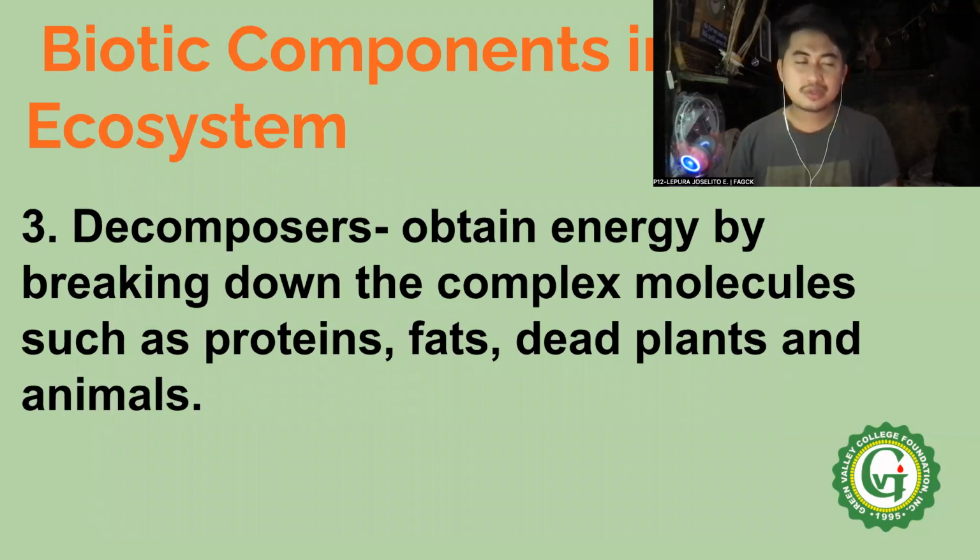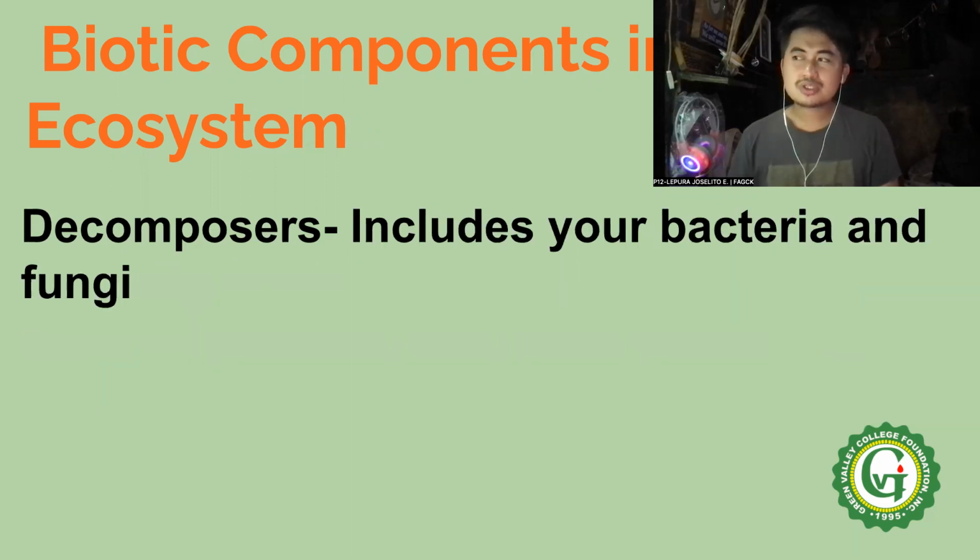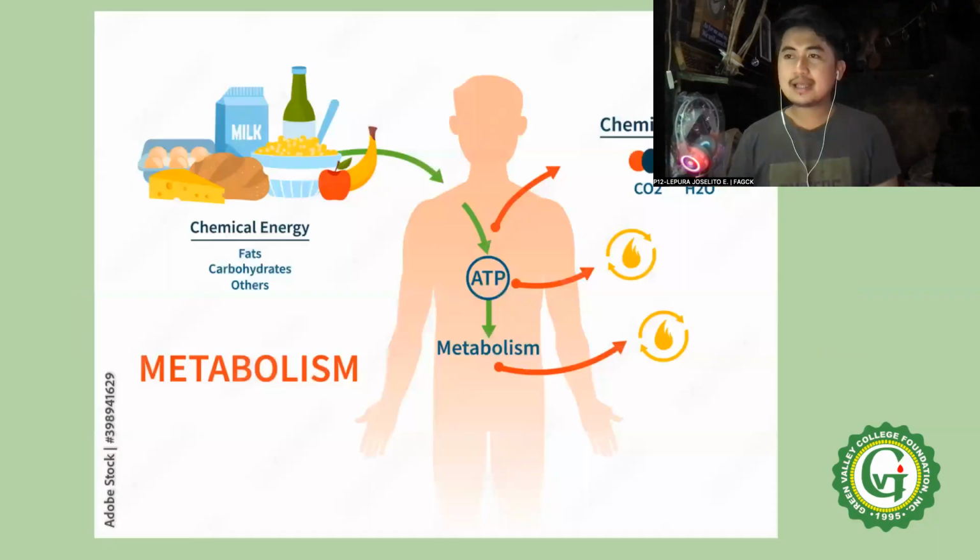But number three, wag natin kakalimutan, kanina meron tayong primary producers, your consumers, and number three, your decomposers. They obtain energy by breaking down the complex molecules such as your proteins, fats, dead plants, and animals. So decomposers includes your bacteria and your fungi. So going back kanina, no?